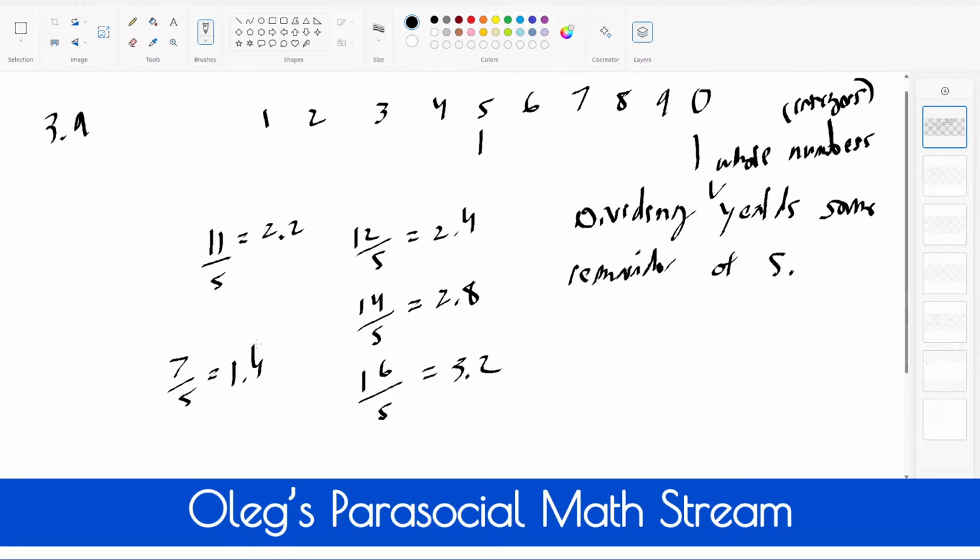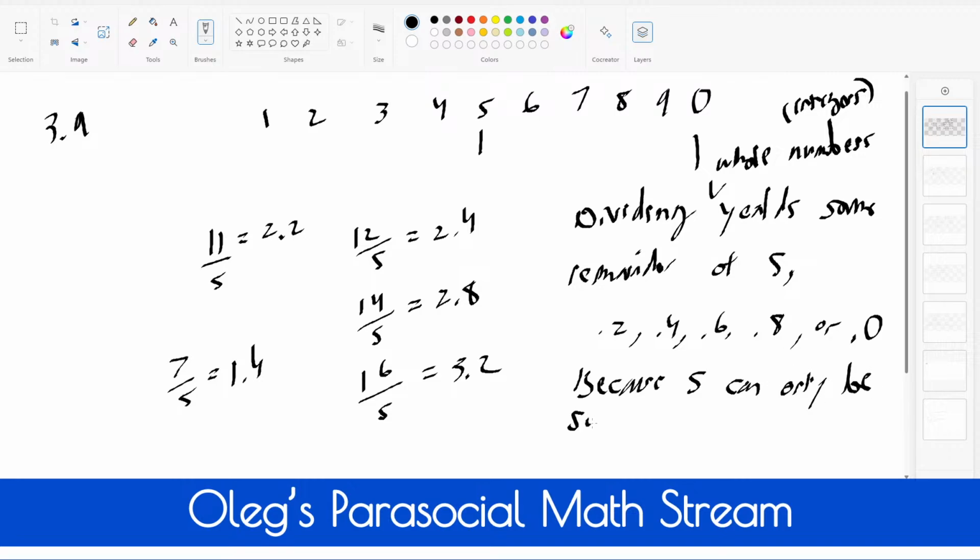0.6, number 5. 0.2, 0.4, 0.6, 0.8, or 0.0, or a whole number. So, because 5 can only be subdivided into 5 pieces by a whole number. There we go.